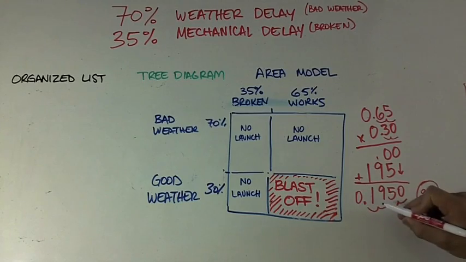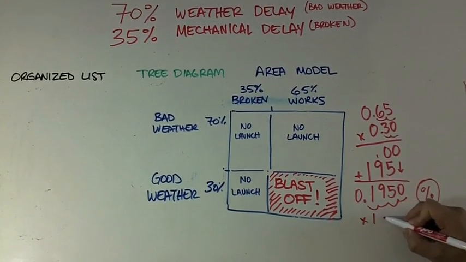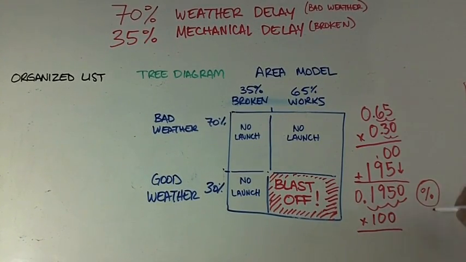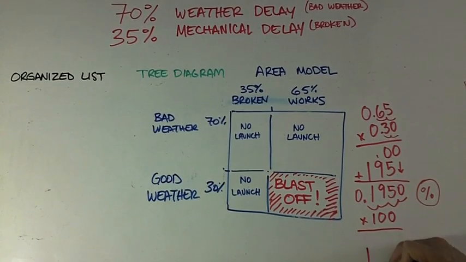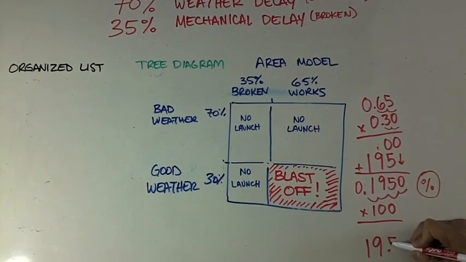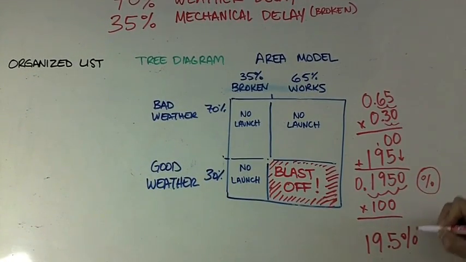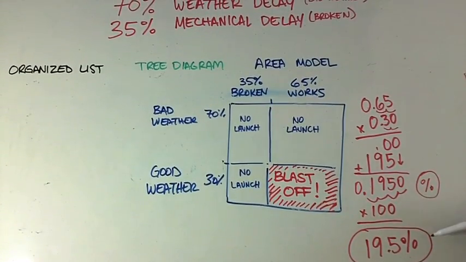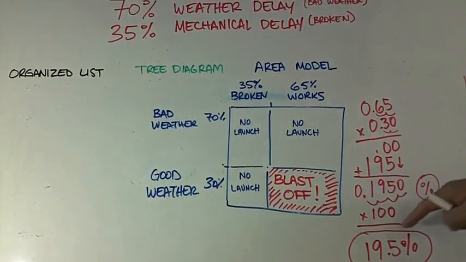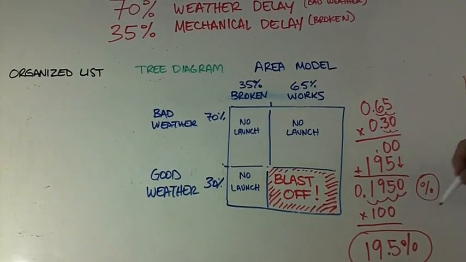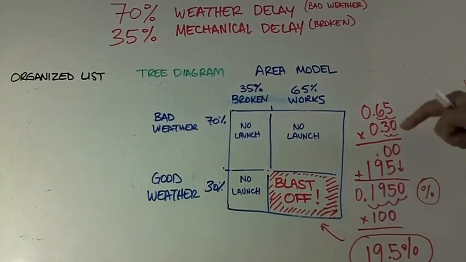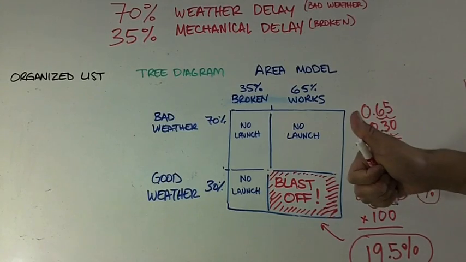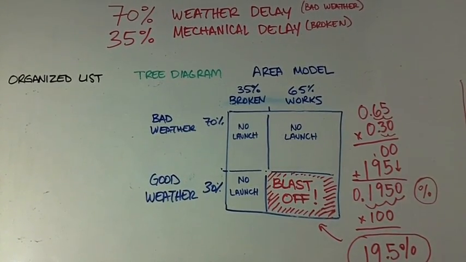And then we're going to make it into a percent. So you need to multiply that by 100. And then multiply that out. We get 19.5% chance of being able to watch a liftoff, which is actually not very good. And actually, when I went out there, I didn't get to see a space shuttle launch. But the good news is that we did the math correctly. Yay!